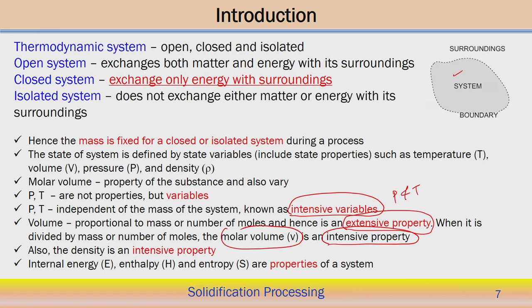Now, apart from the state variables temperature, pressure, volume and density, there are also other properties of a particular system. These are the internal energy of a system, the enthalpy of a system, and the entropy of a system. These three variables basically define the free energy associated with the particular system.